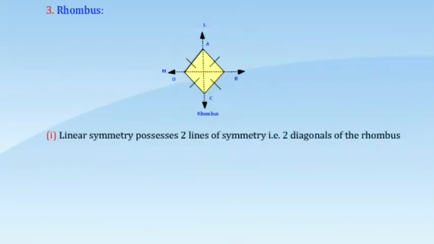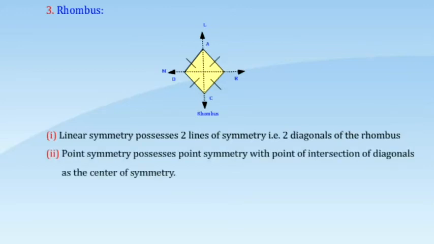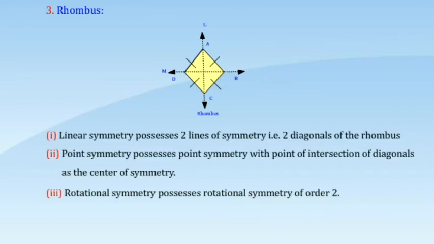Rhombus. Linear symmetry possesses two lines of symmetry, that is, two diagonals of the rhombus. Point symmetry possesses point symmetry with point of intersection of diagonals as the center of symmetry. Rotational symmetry possesses rotational symmetry of order 2.